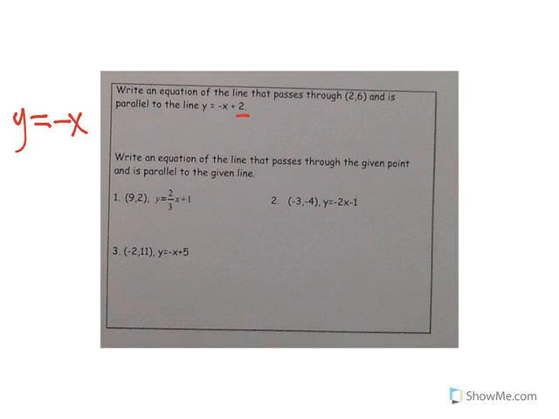They're not the same line. They have a different y-intercept, but they are parallel. So I'm going to write that down as plus b. Now all I'm going to do is take this point and substitute it in there, and I end up with 6 is equal to -2 plus b. Then I add 2 to both sides, and I end up with 8 is equal to b.